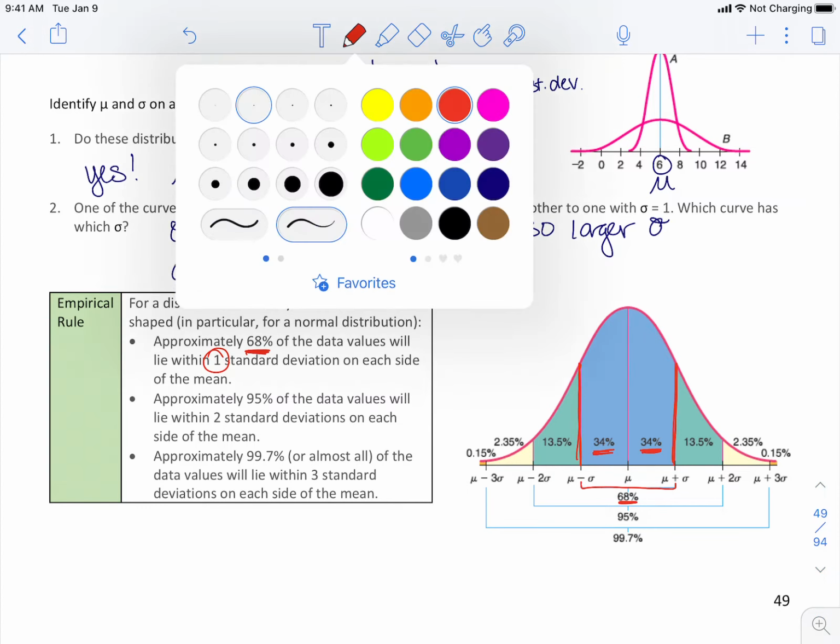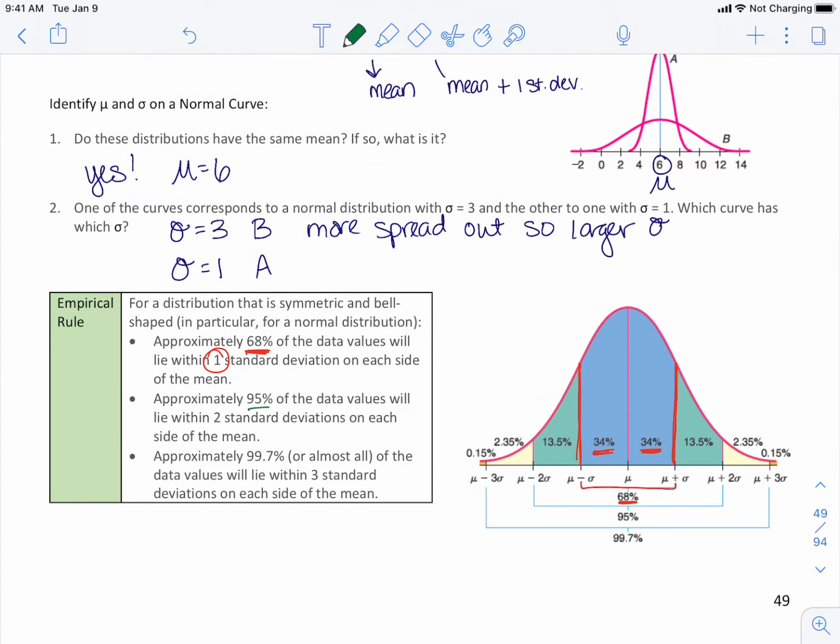Our next one is approximately 95% of the data values lie within 2 standard deviations on each side of the mean. So draw lines here, breaking these off. So this is within 2 standard deviations. Again, this is 95%. If I subtract out my 68 and divide by 2, that leaves us with 13.5 on either of these sides for that small section. We can see that if we add 13.5, 34, 34, and 13.5, that gives us our total of 95%.